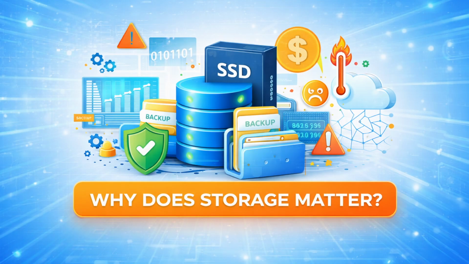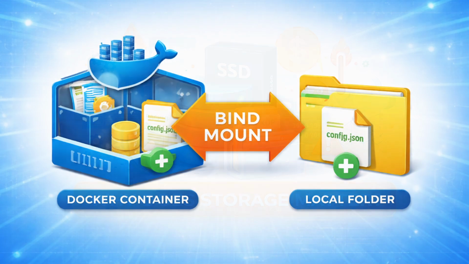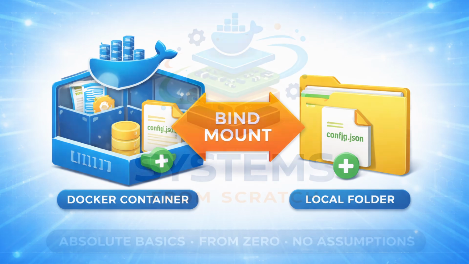If you remove a container, anything stored inside it disappears. That's why Docker gives us ways to store data outside the container. Bind mounts and volumes solve this problem in different ways. A bind mount is when you connect a normal folder from your computer to a container. Docker does not manage this folder, you do. Think of it as sharing a folder with Docker.